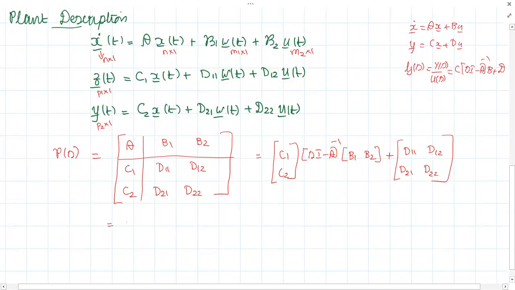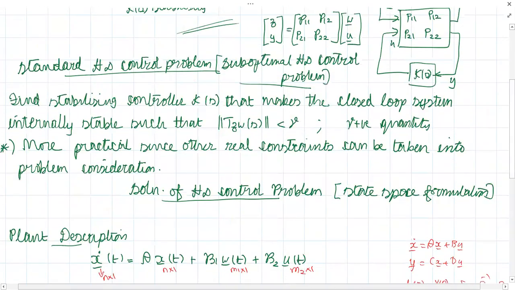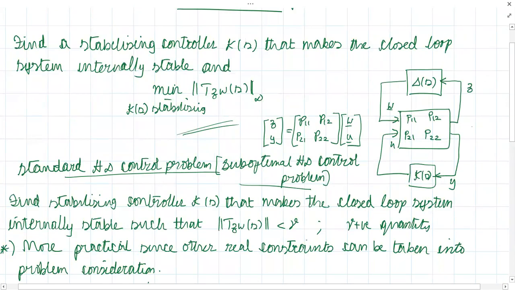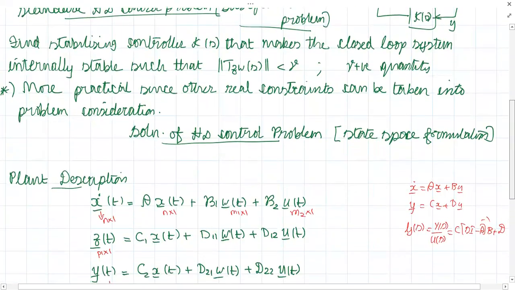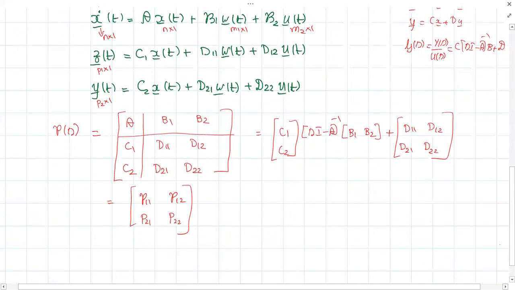We will get everything in two block form. That means P11, P12, P21, P22. Keep in mind, when we discuss this LFT form, we see this is called a four block formulation, because there are four submatrices within the P matrix. So we will get a matrix of this kind. Fine.